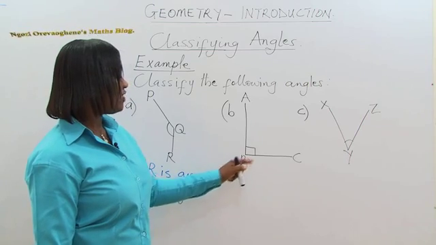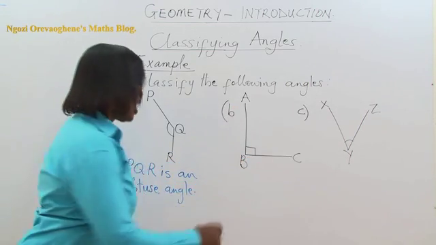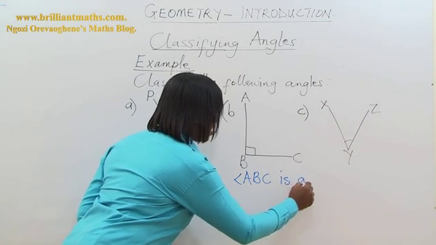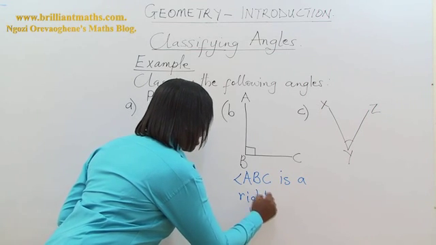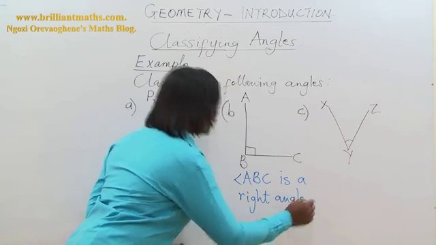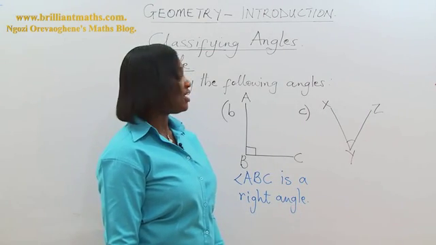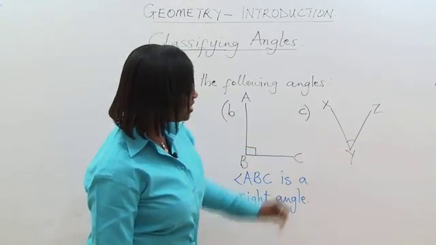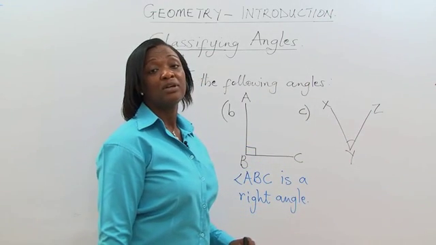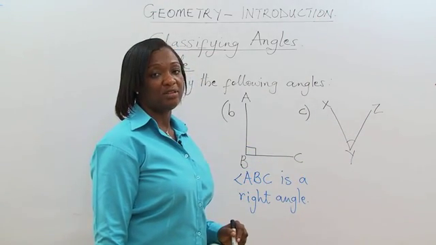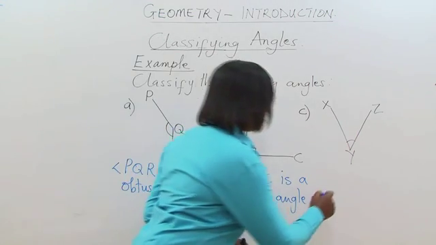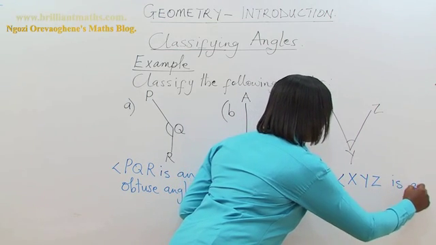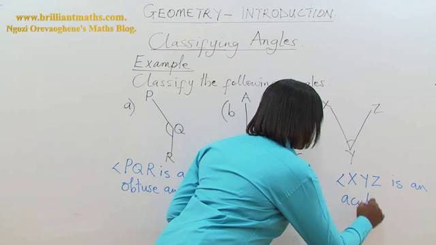Next, we have angle ABC. We can see from the mark of the angle that angle ABC is a right angle. Angle ABC is a right angle. Then we have the third one, angle XYZ. Angle XYZ, looking at the arms of the angle, has a very small amount of turning. So it's an acute angle. Angle XYZ is an acute angle.